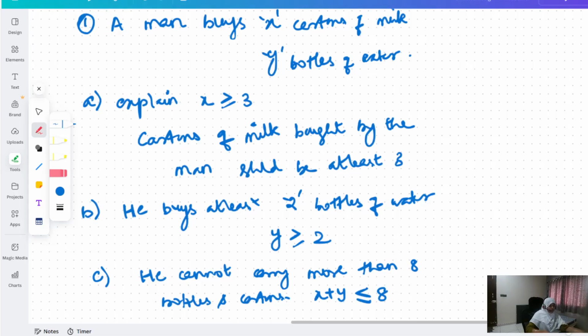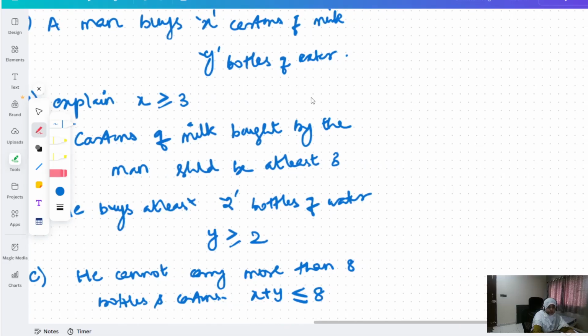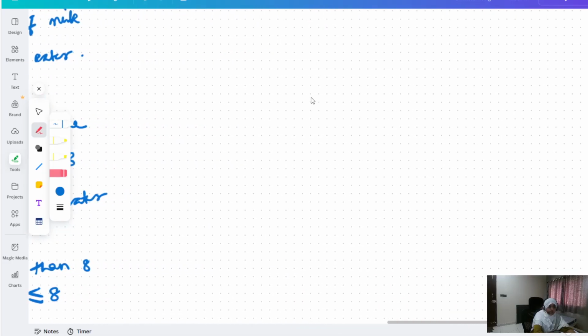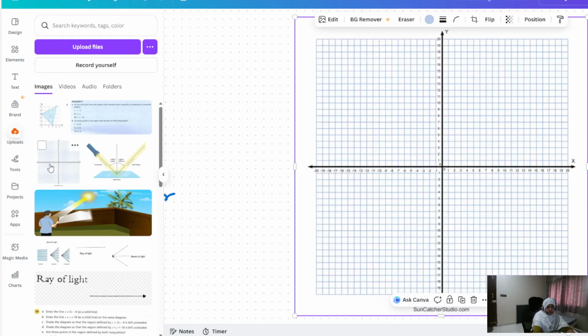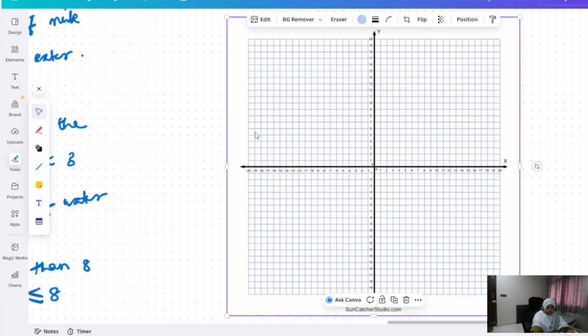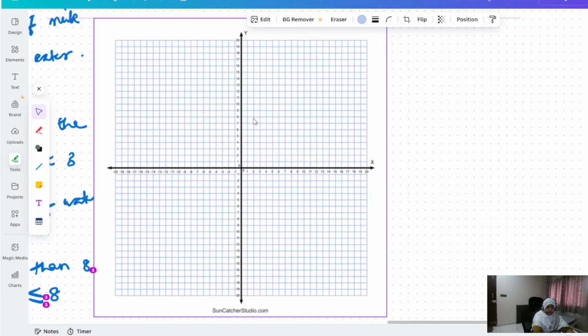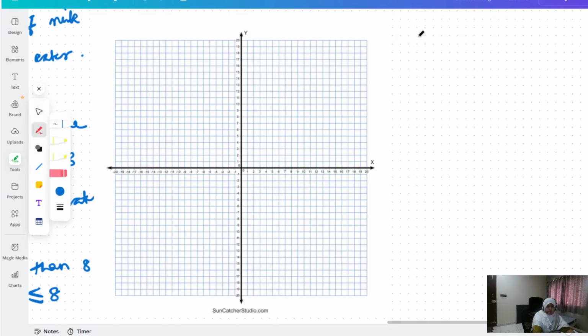So the next part of the question is they have just asked us to plot this in a graph. I'll just take the graph. So you see, first we have got 3 inequalities and we are just going to plot all these three inequalities on the graph.